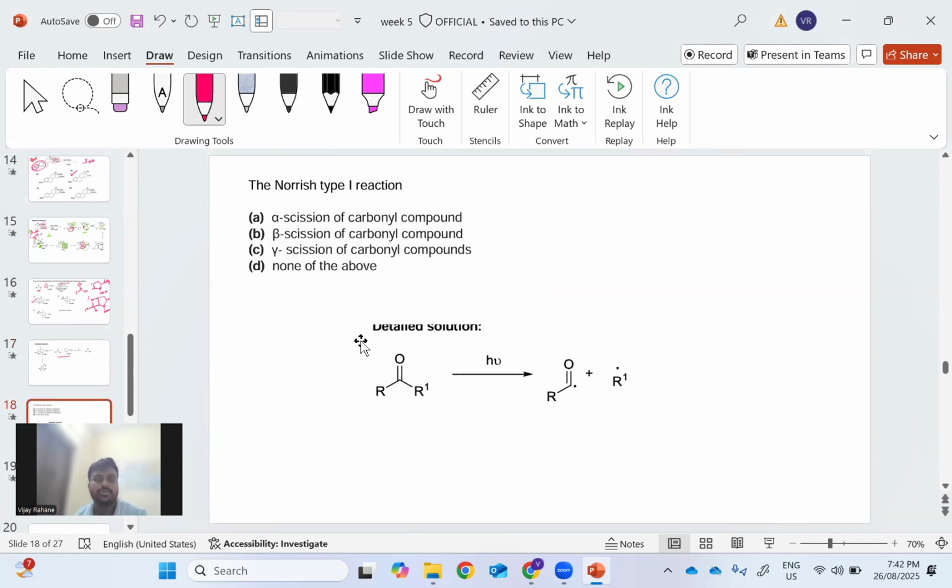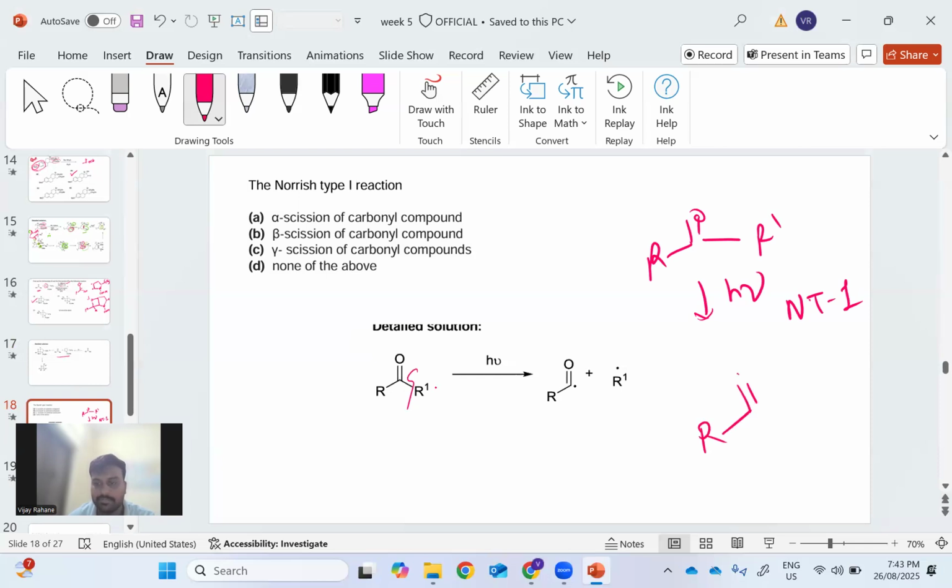Next was the Norrish type 1 reaction. So this Norrish type 1 reaction involves whether alpha, beta, gamma, or none of the above section of the carbonyl compound. So obviously the alpha section is involved. So the Norrish type 1 reaction involves this type of reaction, with R1 under the influence of h nu. This is just a short form that I have written.